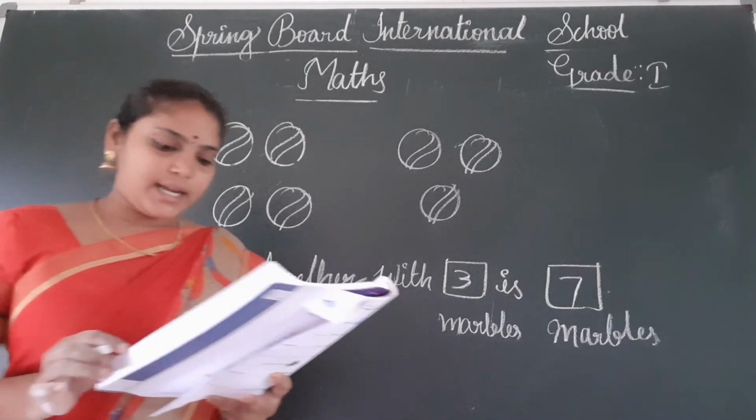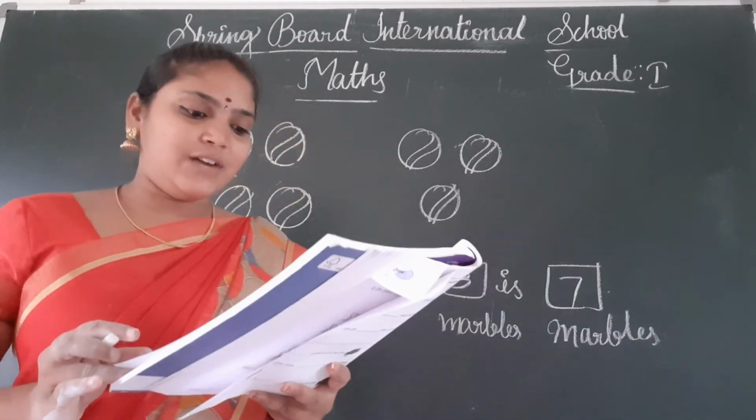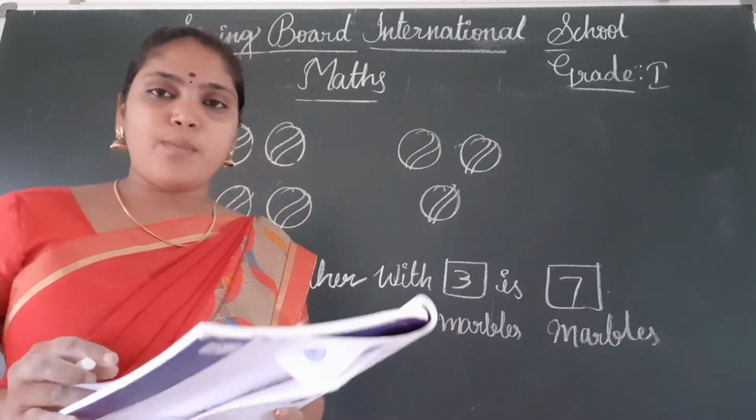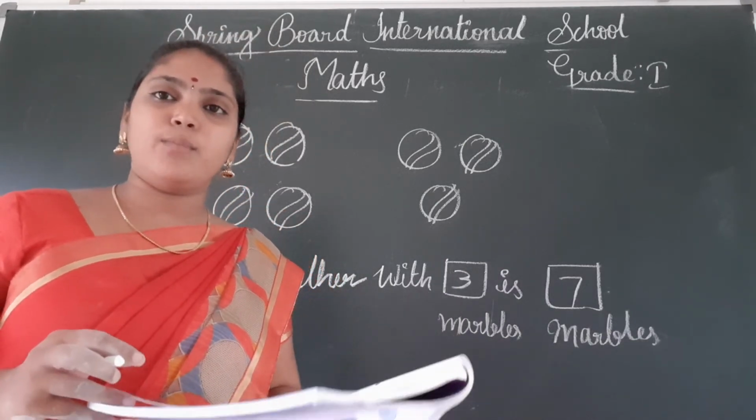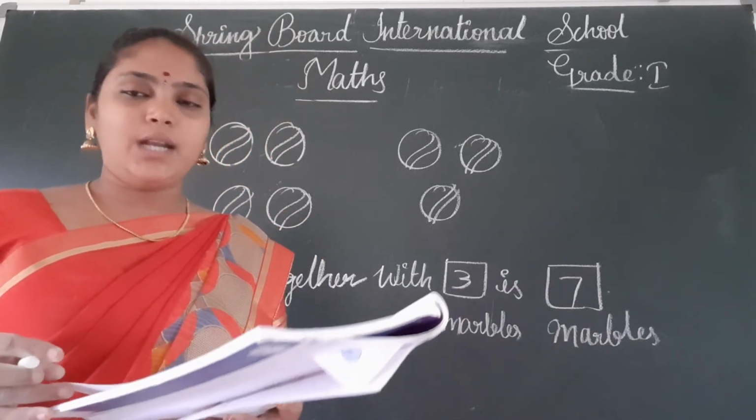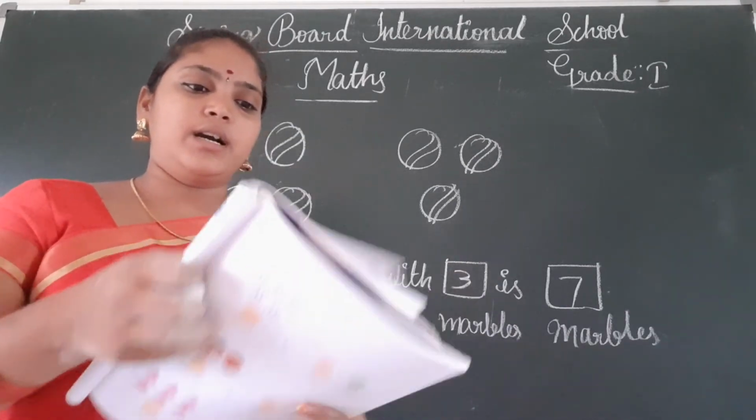Note down. Next C1. Here in the first, 6 boards and 2 boards. 6 boards and 2 boards put together is 8 boards. Okay, you have to do this as homework.